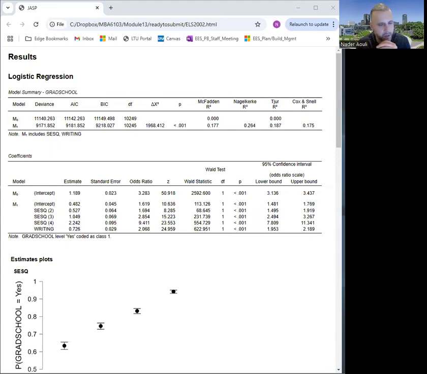Everyone, welcome to Module 13, Logistic Regression Analysis. Here we're predicting graduate school attendance. Okay, let's look at question one now.